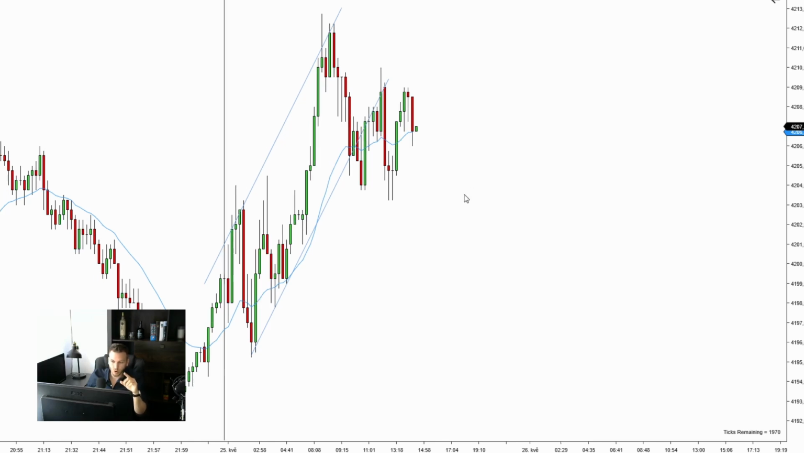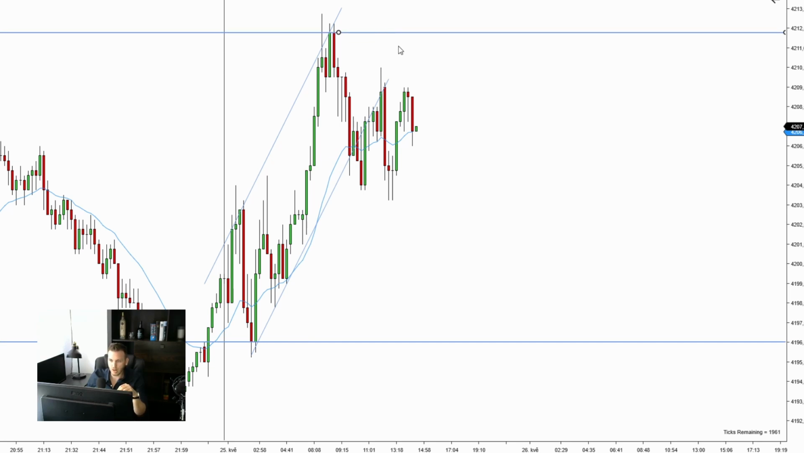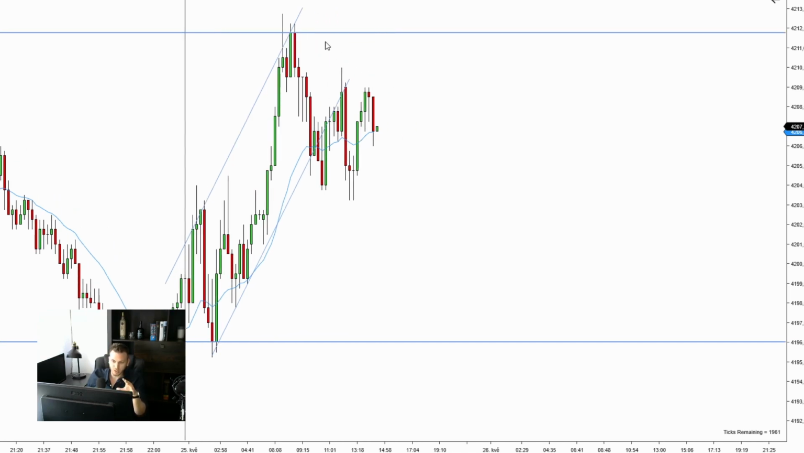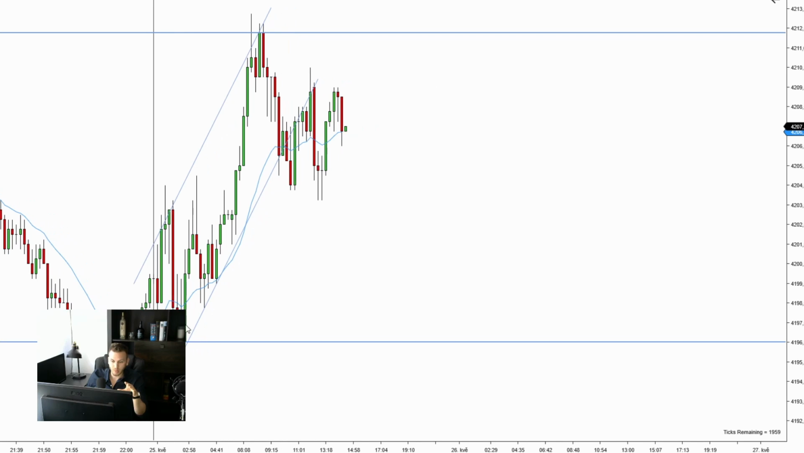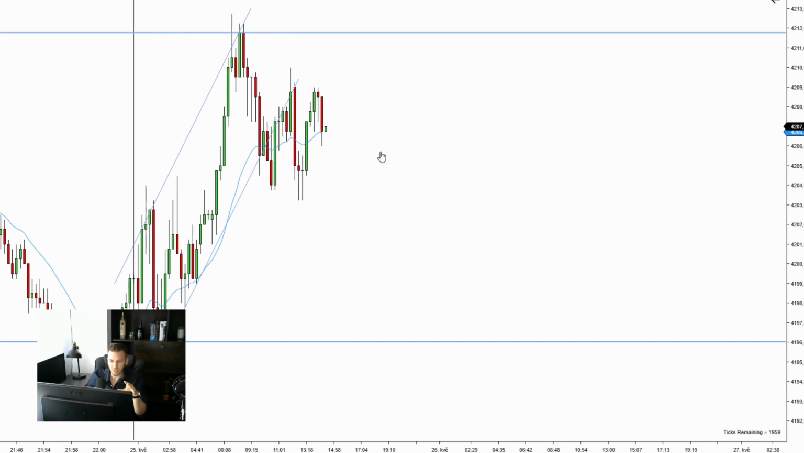So the first thing I do, I want to identify my lows for the day and my highs for the day. So I'm going to go into my drawing tools. I'm going to draw a horizontal line right here, and a horizontal line right here, because these key levels will often come into play. We can see prices are oscillating in between.